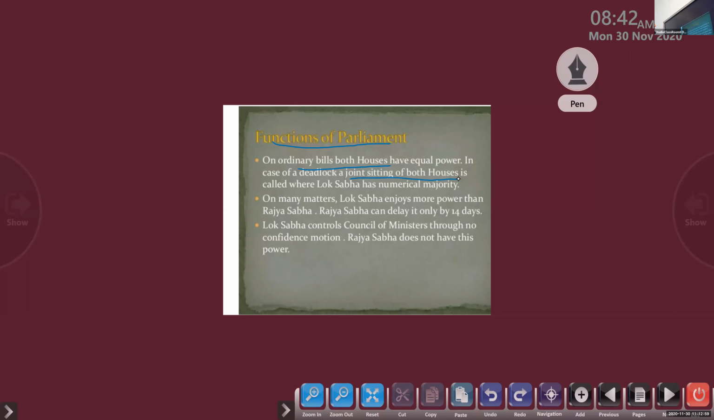So in an ordinary bill, both the houses have equal power. In case of a deadlock, a joint sitting of both houses is called, where Lok Sabha has a numerical majority.